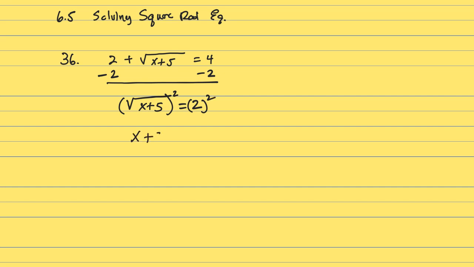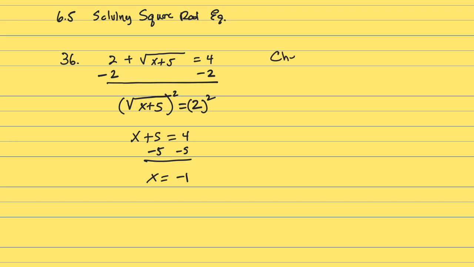So I have x plus 5 is equal to 4. Because remember, the square root and the square is going to cancel, so you have x plus 5 is equal to 2 to the second power. Subtract 5 from both sides since we're trying to isolate the x by itself. So we have x equal negative 1.